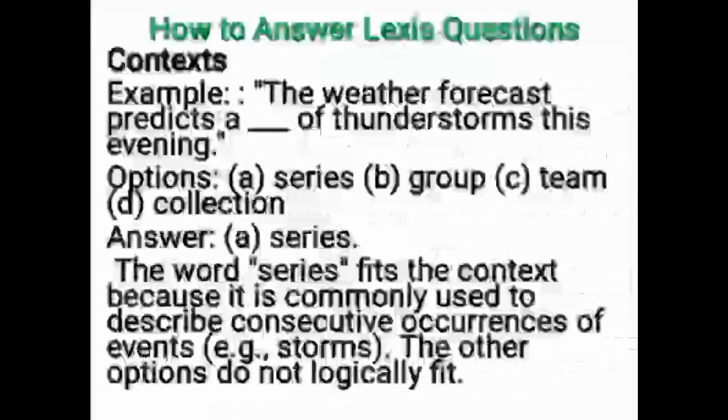So among these four options, which one suits it? Our answer is series, because the word series fits the context. It is commonly used to describe consecutive occurrences of events, for example, storms. The other options do not logically fit.